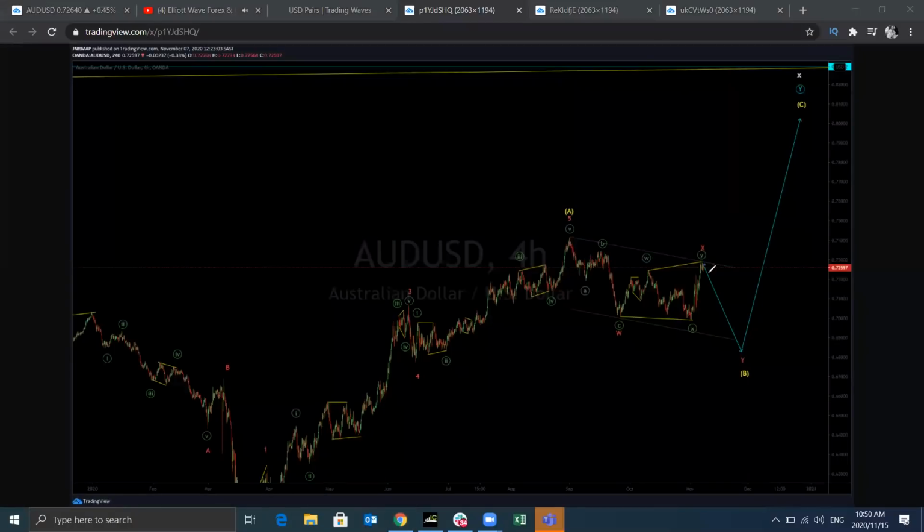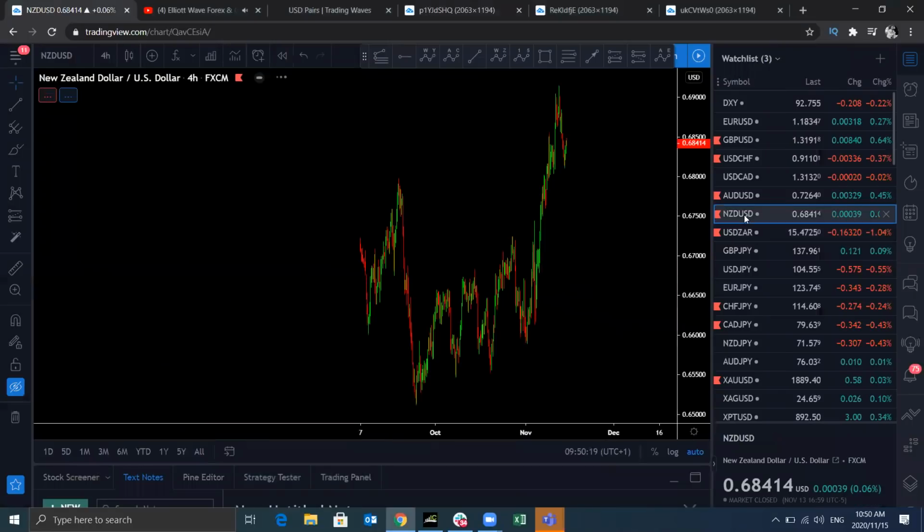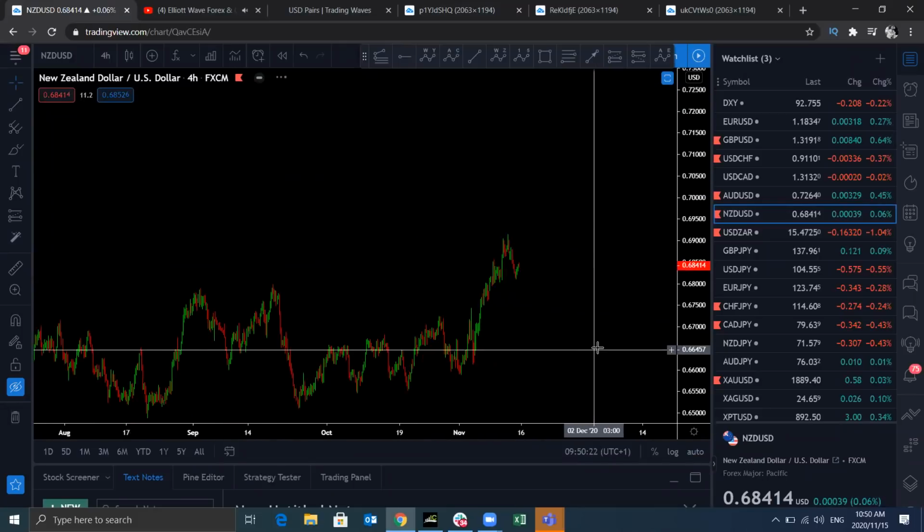That's why you see Aussie has already made this small move here from where we expected it to drop. So this chart was posted for members on the 7th of November. So we're already in a bit of profit there on Aussie US dollar. What about New Zealand? New Zealand is similar. We also already executed New Zealand right at the top here.